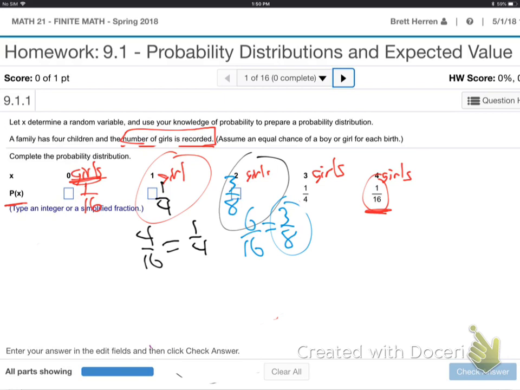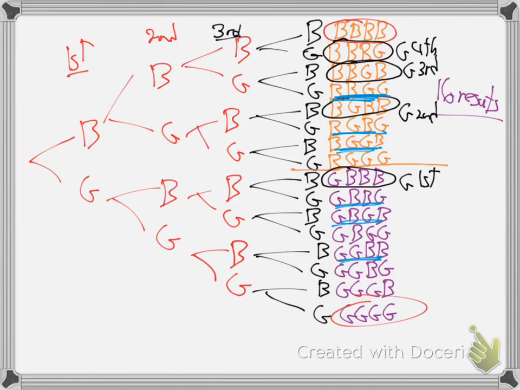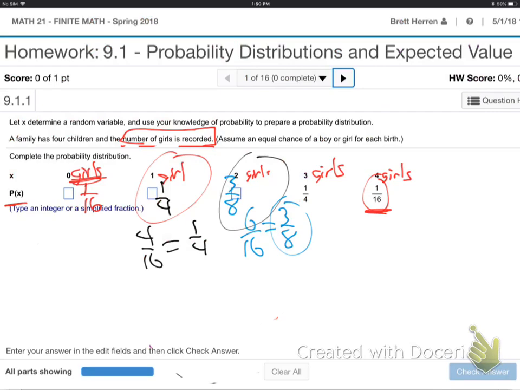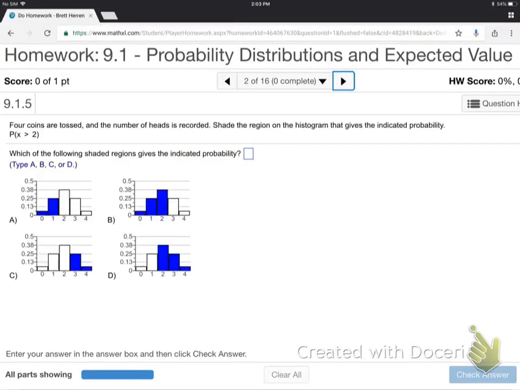So I just figured out all those probabilities based on that big old honking tree of having four children. Questions? Good. Probabilities pass themselves out. What are the different things that can happen?